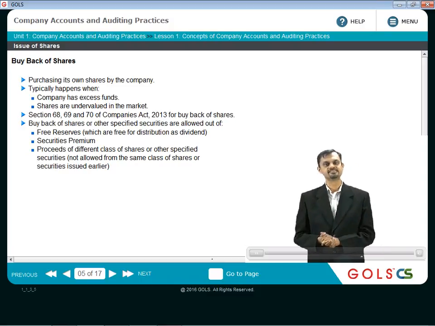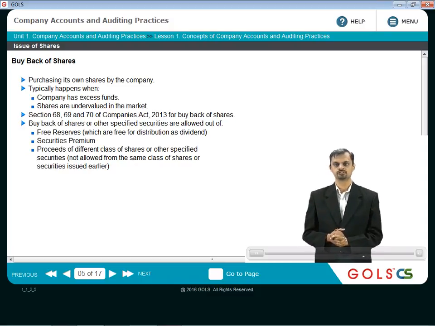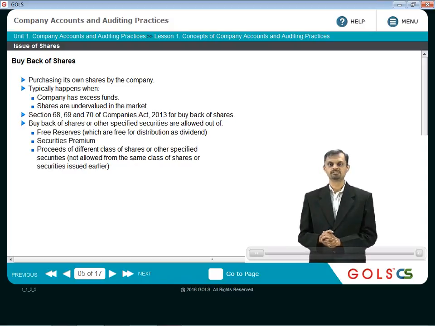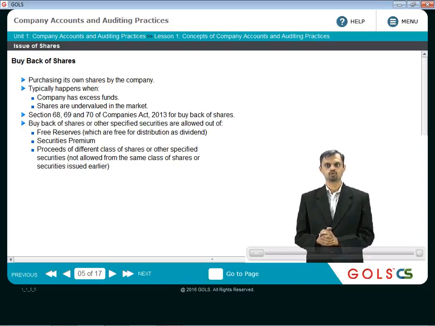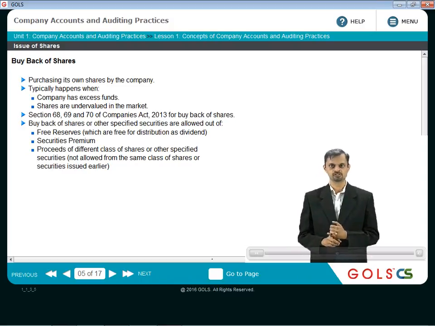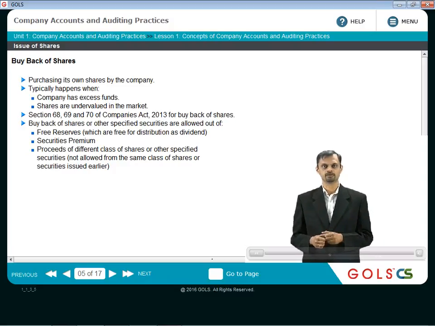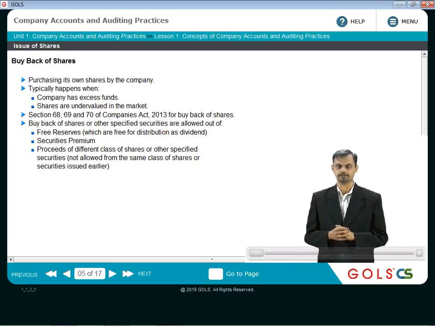Sections 68, 69 and 70 of the Companies Act 2013 provide for the provisions related to buyback of shares. Buyback of shares or other specified securities is allowed only out of the free reserves. What are free reserves? The reserves which are available for dividend distribution. Even the securities premium balance can be utilized to buy the shares back, as per the earlier securities premium provisions that we studied.